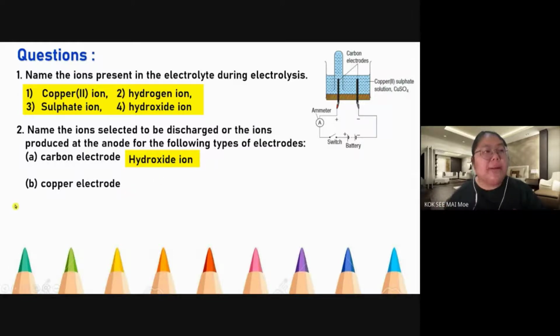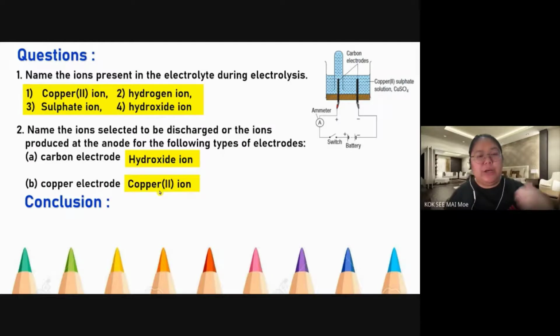For the copper electrode, if I am using copper, the solution and the electrode are the same. So what ions do we produce at the anode? They will produce copper 2 ions. They don't have any gas. They follow the solution. The solution uses copper 2, so they produce copper 2. So there are only 2 questions from your textbook.